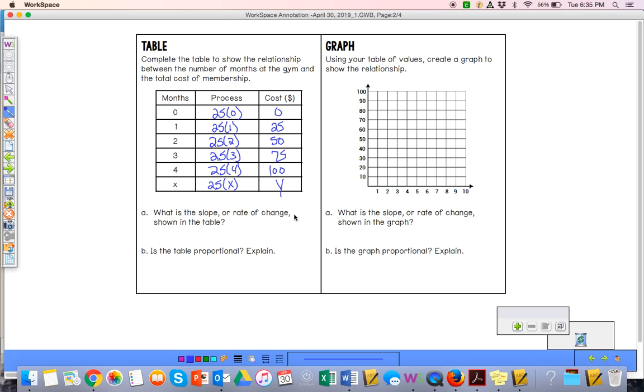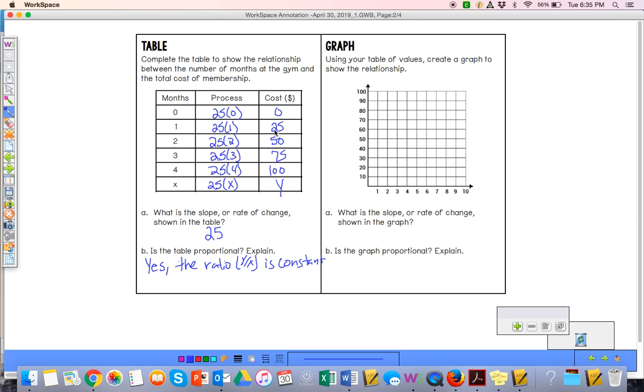So it says, what is the slope or the rate of change shown in the table? That is going to be this number right here, which is 25. It says, is the table proportional? Explain. So, yes. The y over x ratio is constant.